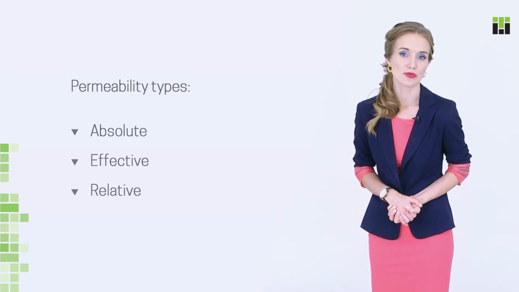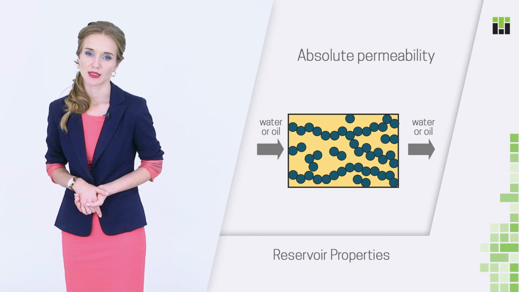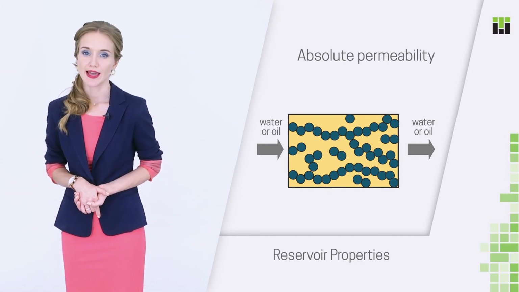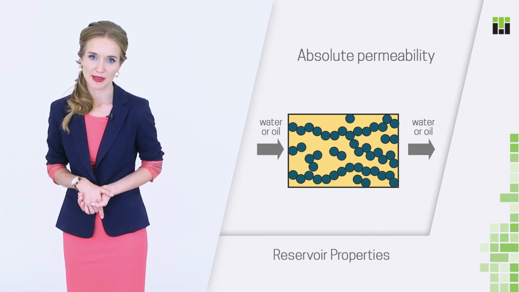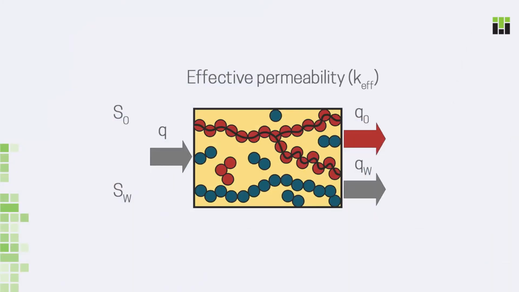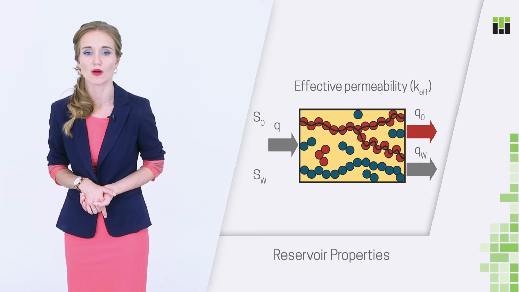permeability can be of several types: absolute, effective, and relative. Absolute or physical permeability is the raw capacity to transmit a single fluid, measured when the formation is completely saturated with that fluid. It is measured in laboratory conditions using air, gas, or inert fluid, because unlike reservoir fluids, these agents will not come into chemical reaction with the rock, altering its properties.